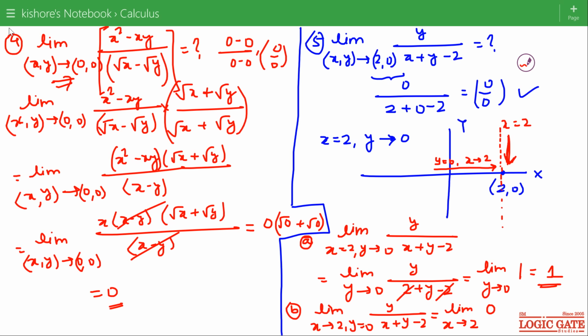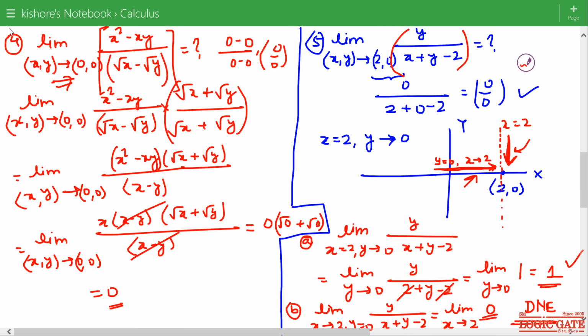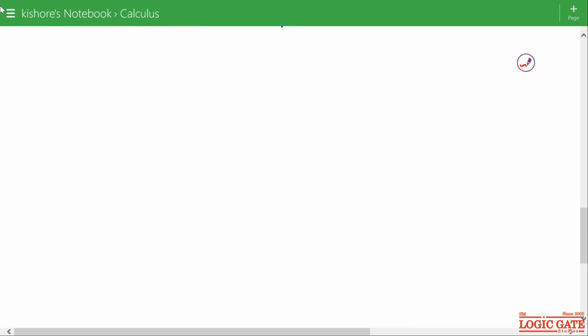Okay, so this function is giving two different limits. If we are following different paths, then the function is giving different limits. Through this path, the limit is 1, and through this path, the limit is 0. It means the limit for this function does not exist. Now let's move on to the next example.